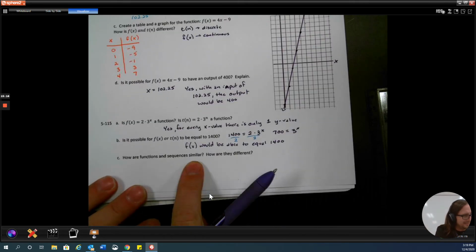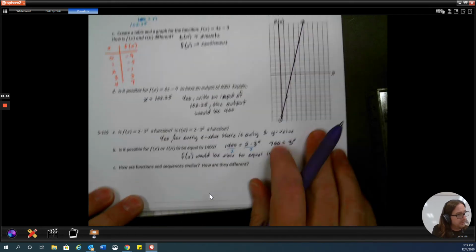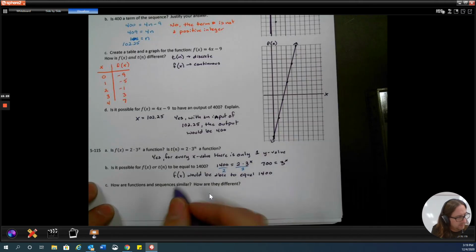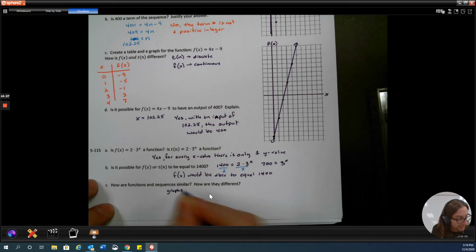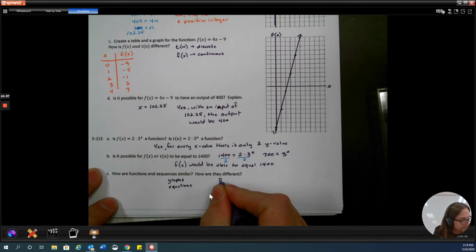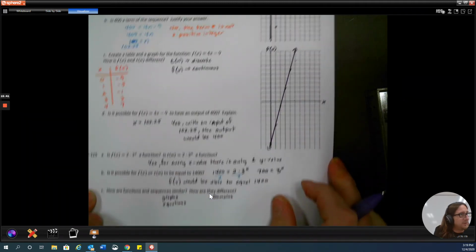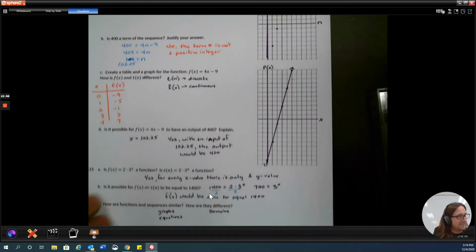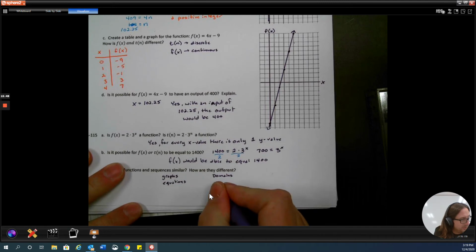How are the functions and sequences similar? Thinking about it, their graphs are pretty much the same graphs, so their graphs are similar. Their equations are really similar. Okay, that's pretty similar. How are they different? Their domains are different. And if you look at the graphs, the one thing that's different on the graphs is the discrete versus the continuous.